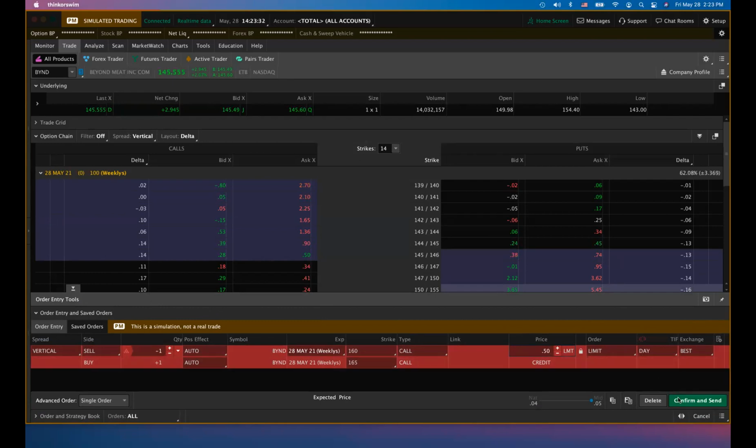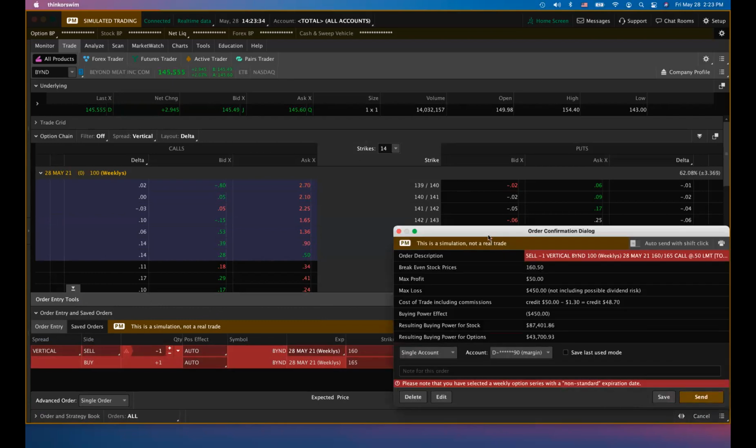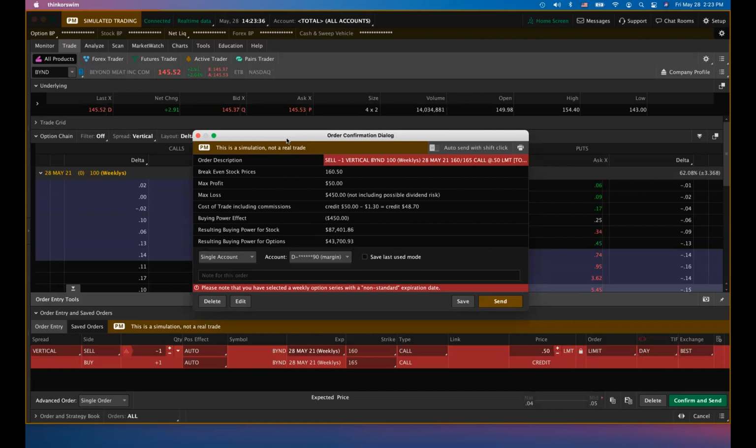And let's look at the profile on this one. Can you still see this screen? Yes. Awesome. I see your big screen and then the order confirmation dialog. Awesome. So this is what I wanted to show you guys, this order confirmation dialog.